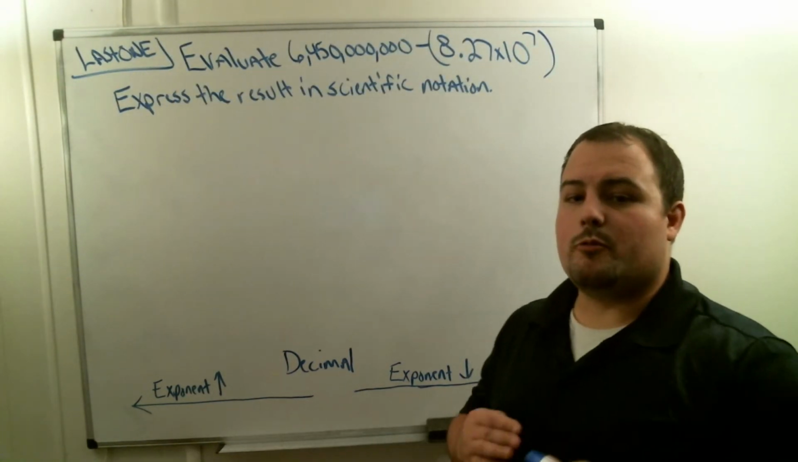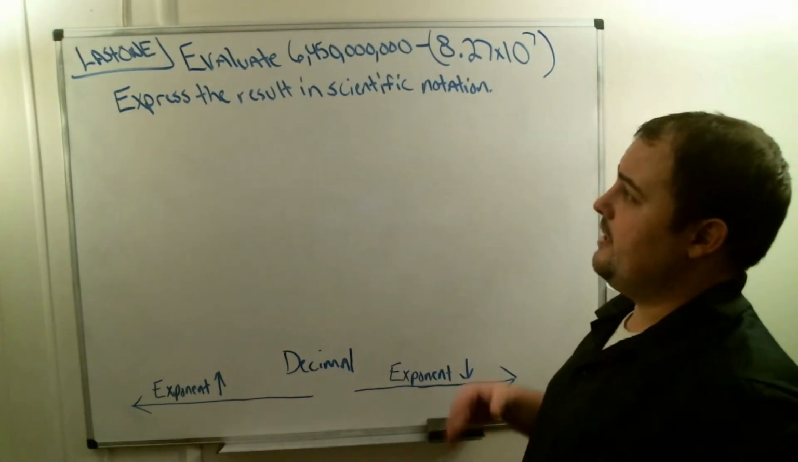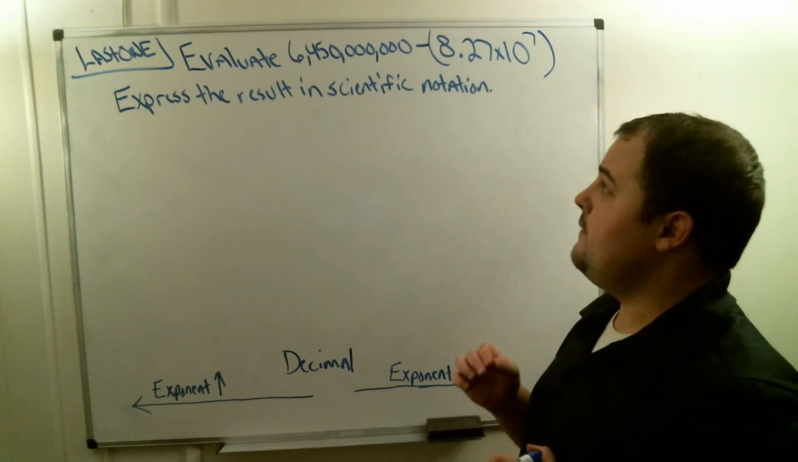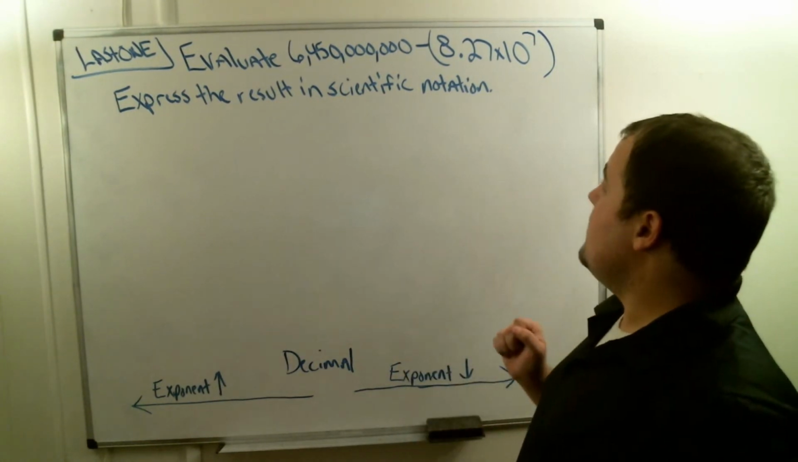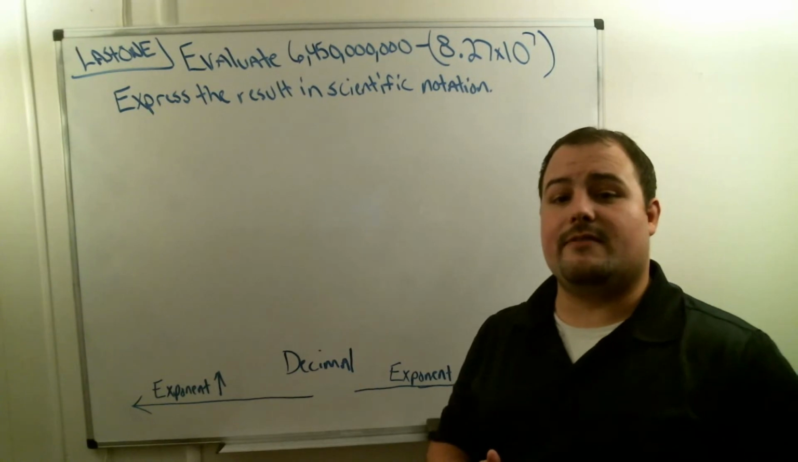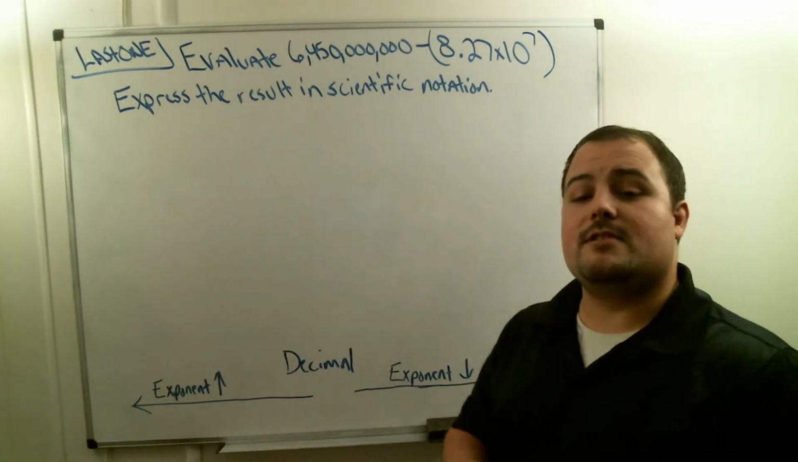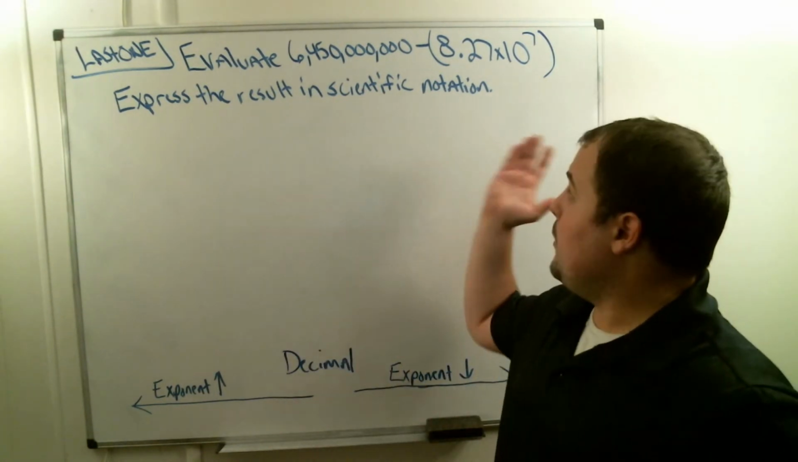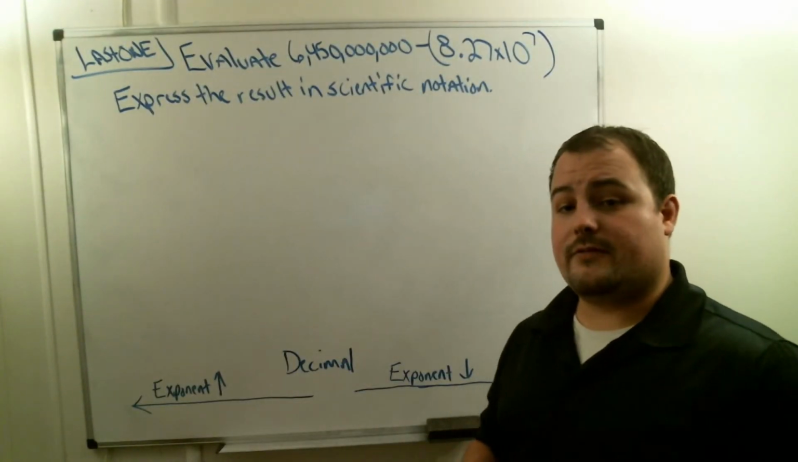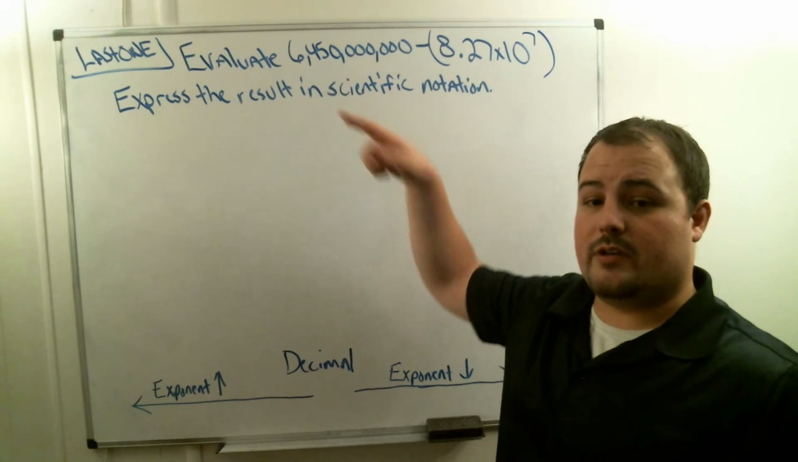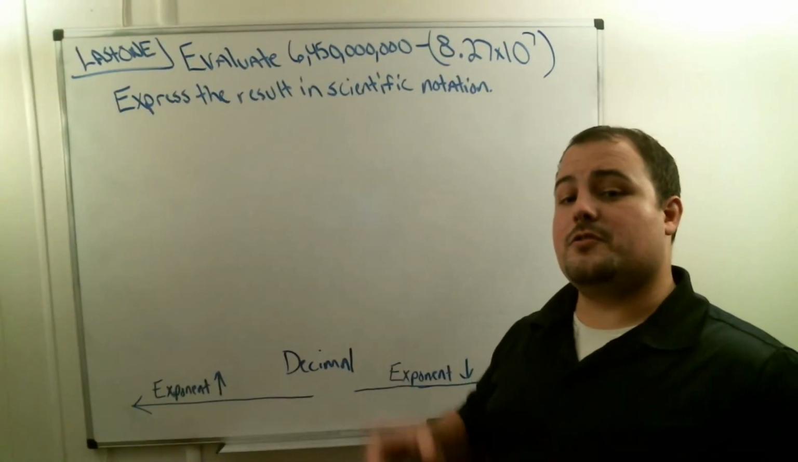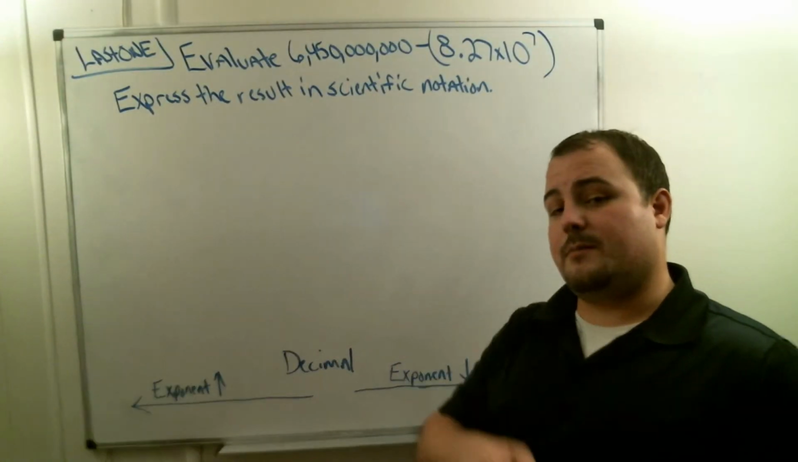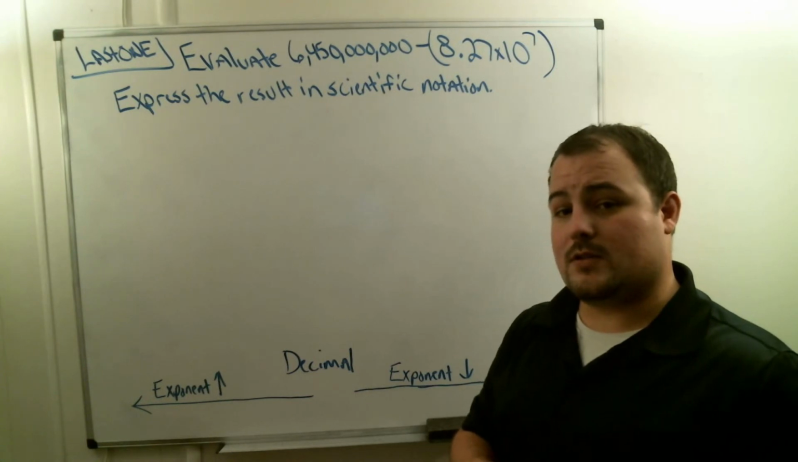So for our final problem, we're going to be evaluating 6,450,000,000 minus 8.27 times 10 to the 7th power. We're going to express the result in scientific notation. What you want to do is first look at the numbers. Both of these numbers are not written in scientific notation. One of them is, one of them's not. So what we're going to first do is change that to scientific notation before we can actually subtract those numbers.